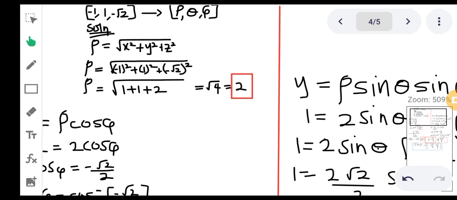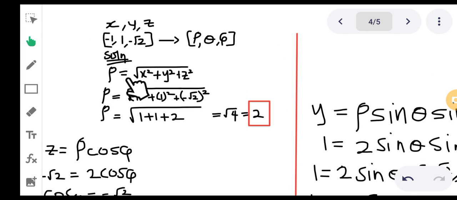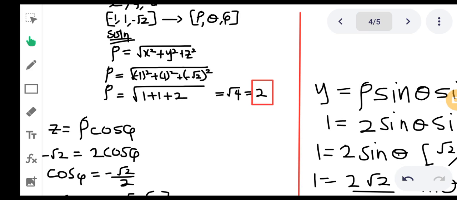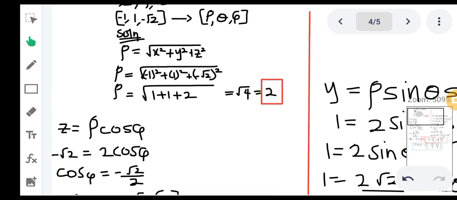So we know the relationship between rho and the coordinates x, y, z. We know that rho is equal to the square root of x squared plus y squared plus z squared. So just make your substitution, then you are good to go. You are going to get rho to be 2.